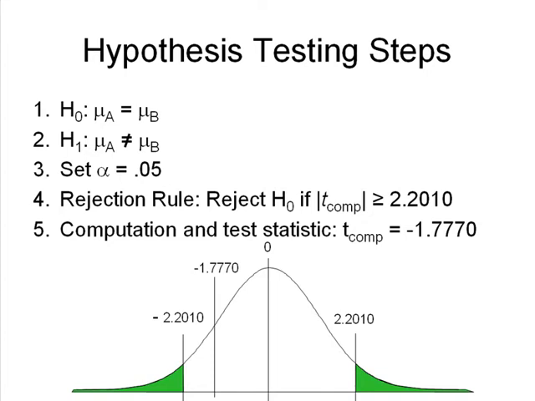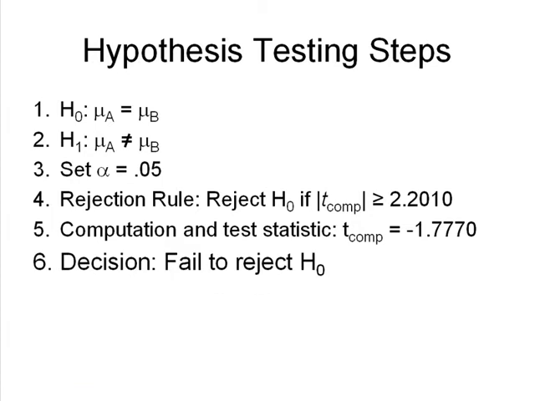The picture down below kind of shows you what this would look like. Our negative 1.770 is closer to 0 than our negative 2.2010. So our test statistic did not end up in either of the rejection regions. So here we fail to reject. So our decision is fail to reject H0.